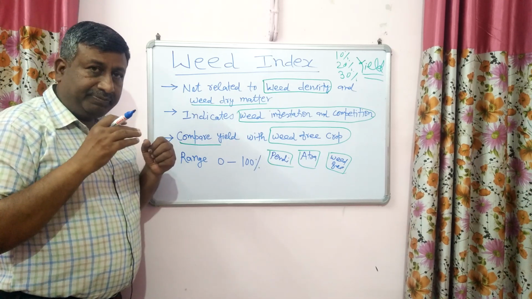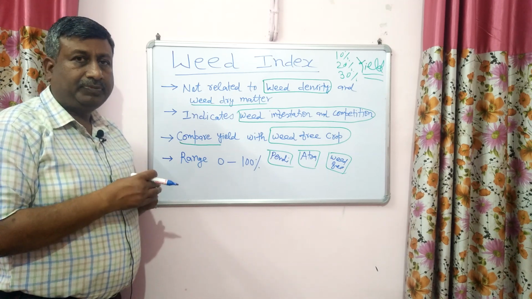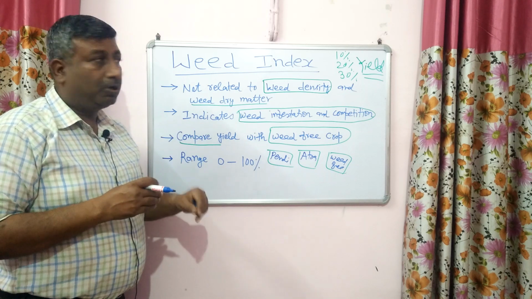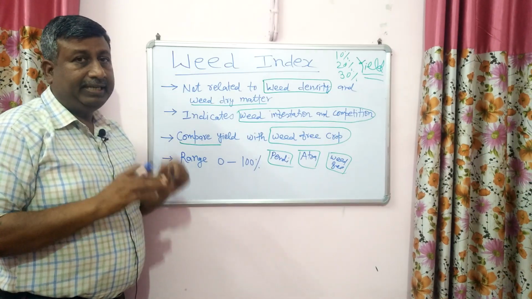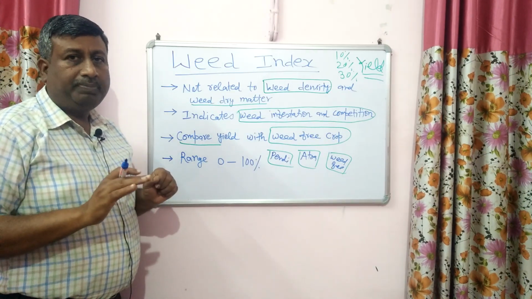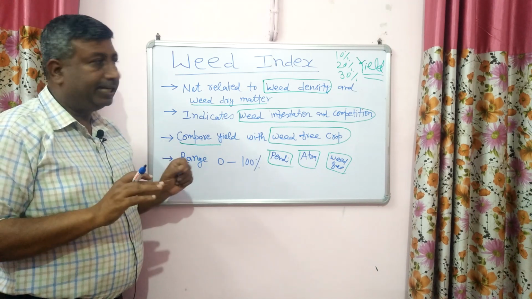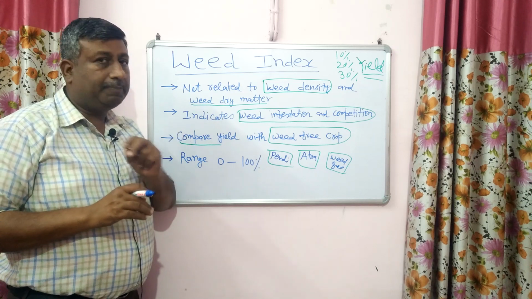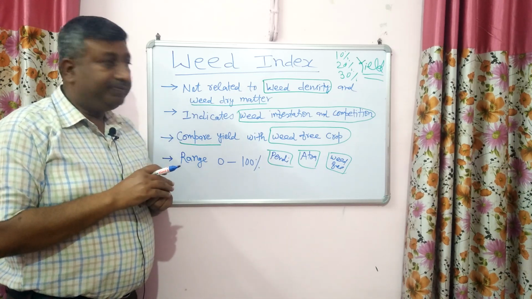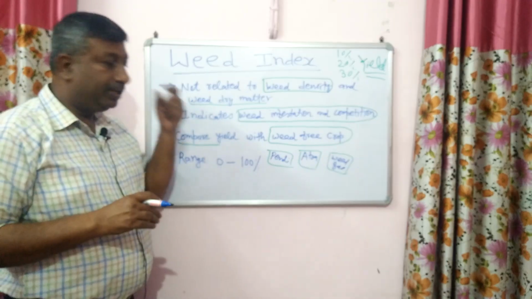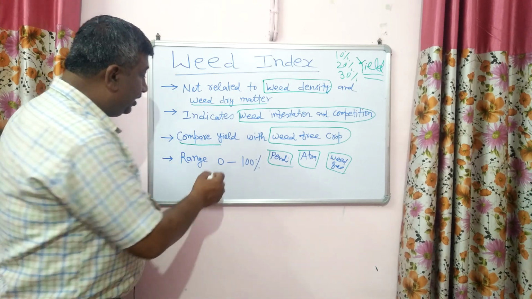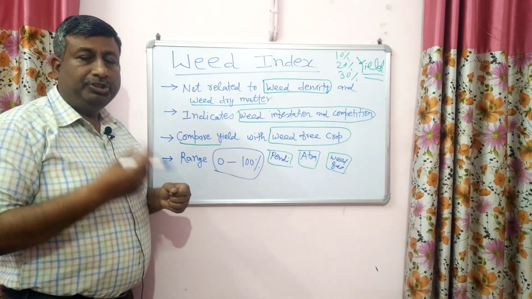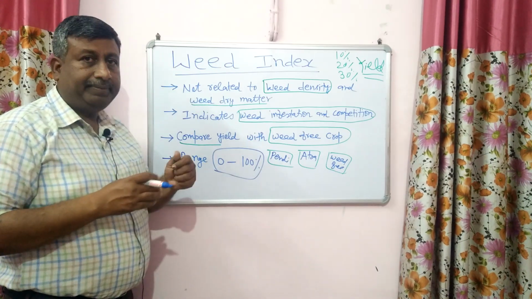तो इन वीड कंट्रोल एक्सपेरिमेंट्स और इन ट्रायल it is necessary to have weed free crop if we want to know weed index. So without weed free crop it is not possible to calculate weed index. So weed index is calculated with the yield of the treated plot and it is compared with the weed free crop, and value may be 0 to 100. The weed index may be 0 or maybe 100%.